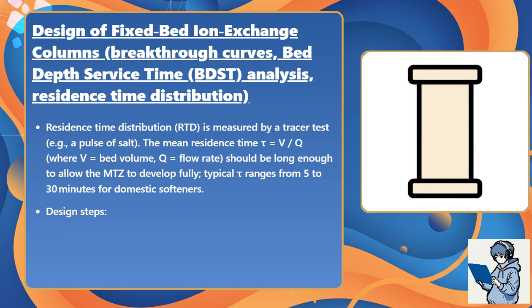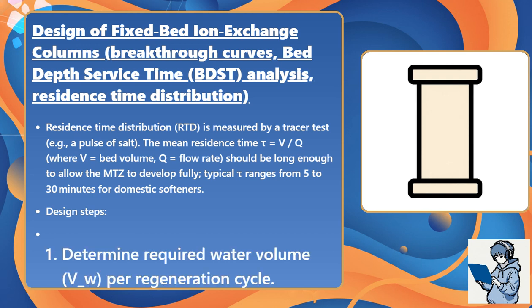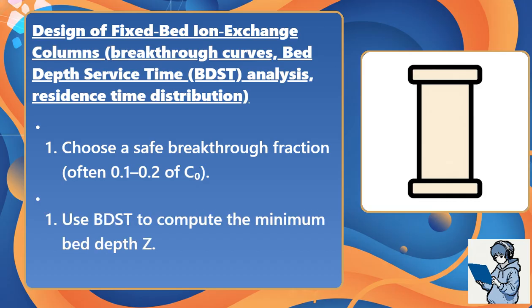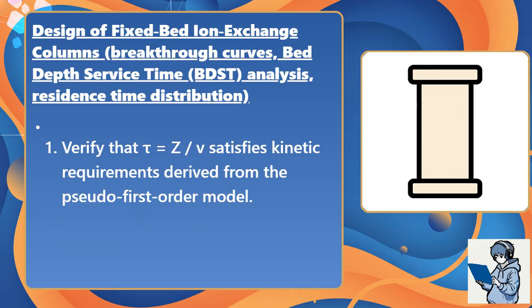Design steps. Step 1. Determine required water volume, V sub W, per regeneration cycle. Step 2. Choose a safe breakthrough fraction, often 0.1 to 0.2 of C naught. Step 3. Use BDST to compute the minimum bed depth, Z. Step 4. Verify that tau equals Z divided by V satisfies kinetic requirements derived from the pseudo first-order model.